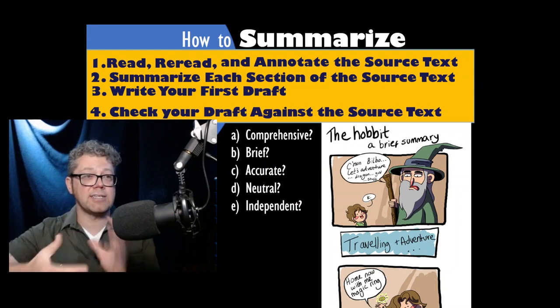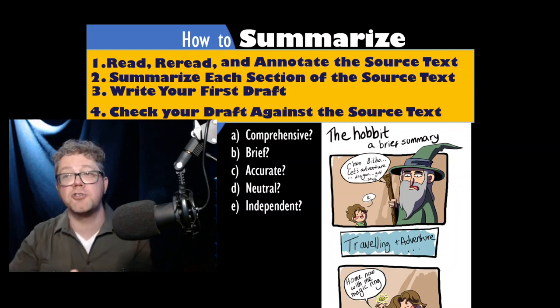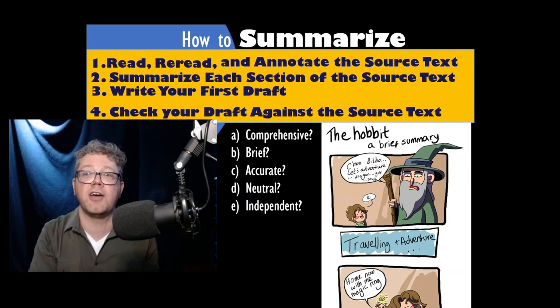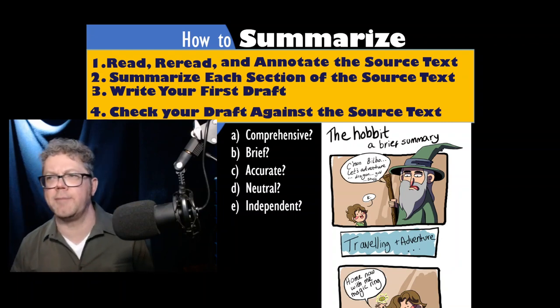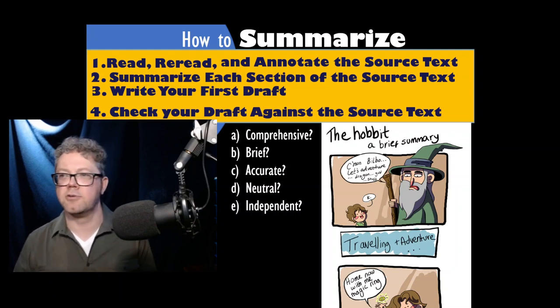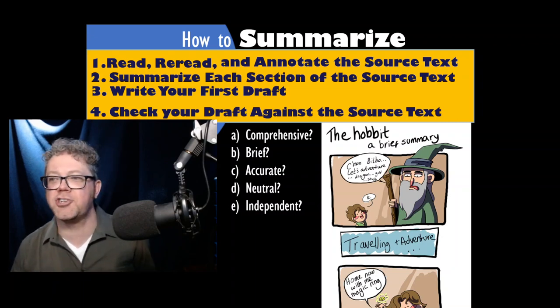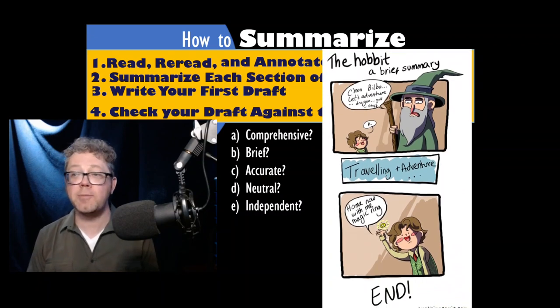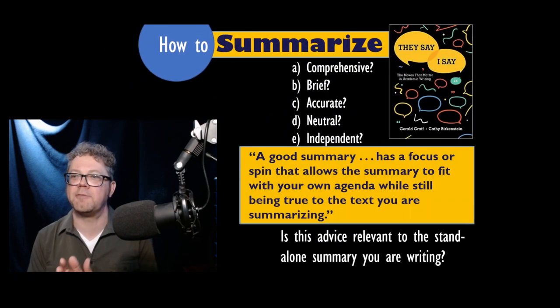So these things work hand in hand. If you go to 500, you've probably been comprehensive. If you go over 500, you're no longer brief. If you're way under 500, you're brief, but you're probably not comprehensive. And we've got this cartoon of the Hobbit, a brief summary. We've got Gandalf saying, come on, Bilbo, let's adventure. Dragon, gold, stuff. And Bilbo says, okay. And then it says, traveling and adventure. And then Bilbo in the last panel says, home now with me magic ring. Is it brief? Yes. Is it comprehensive? No. It's not comprehensive at all. We don't know half of what happened in The Hobbit from that particular summary.